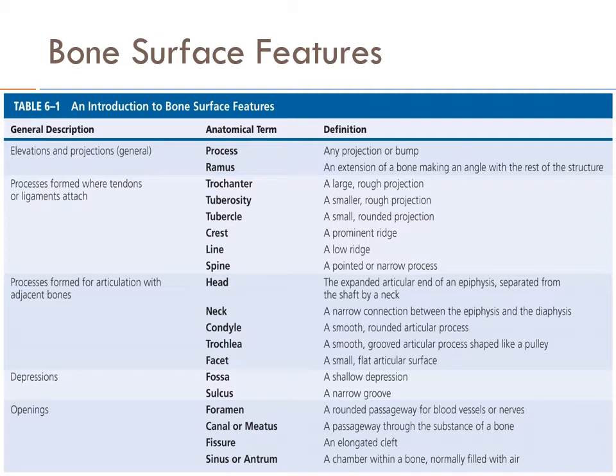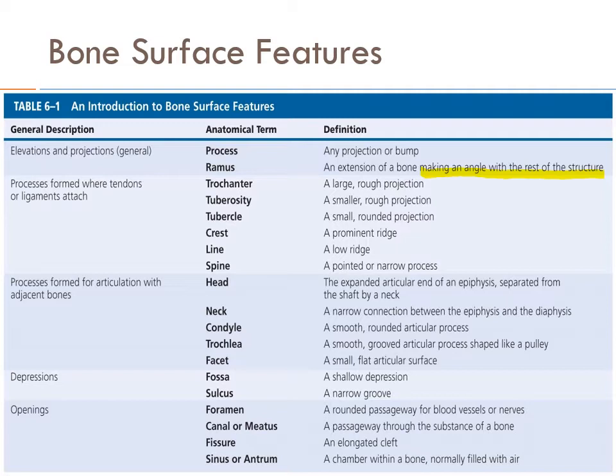So a process and a ramus are projections off of a bone. A ramus, you want to know, makes an angle with the rest of the structure of the bone. So I'm going to show you some examples in the coming slides, but just to point out that a process is just a projection or a bump off a bone, but a ramus is an extension of a bone that makes an angle with the rest of the bone. So we'll see a ramus on the coxal bone in the hip, and we'll see a ramus on the mandible as well.